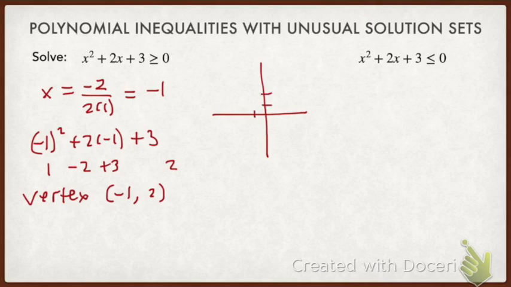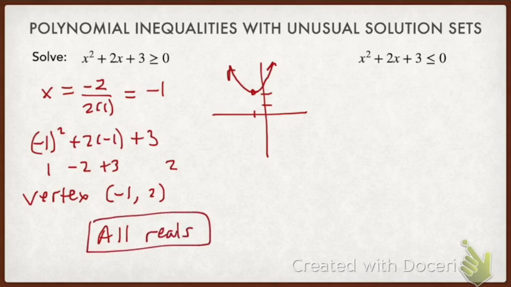And if you look at this, I'm just going to draw a sketch because it does help. Our vertex is up here. We know that we open up because we have an x squared, and it's not negative x squared. So we know we open like this. This we know. So this shows us that with this greater than or equal to on the left side, we are always above the x-axis. So this one has the solutions are all real numbers. Or you could do the interval from negative infinity to infinity.